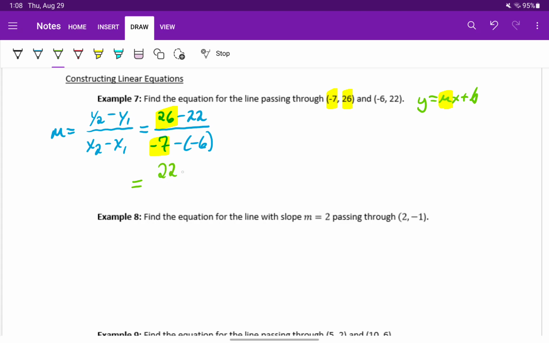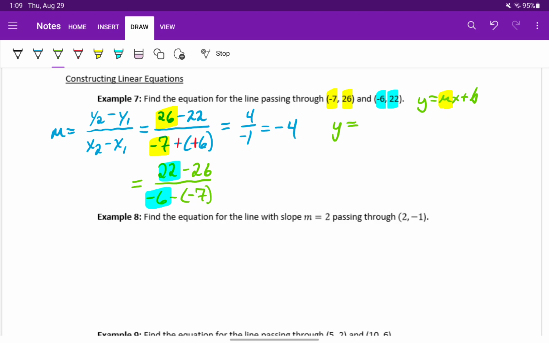That means we could also write this as 22 minus 26 over negative 6 minus negative 7. In this case, I used 22 first in the numerator, and I used negative 6 first in the denominator. As long as you use those paired values first, everything should work out fine. We could evaluate either of these. We'll go with the first expression. We'll get 4 over, minus, minus becomes plus, so 4 over negative 1, or negative 4 as our slope.